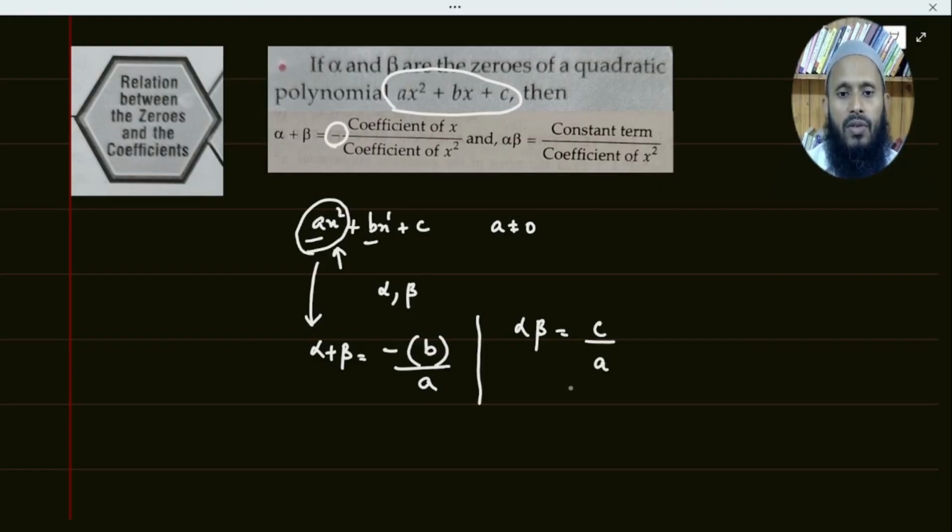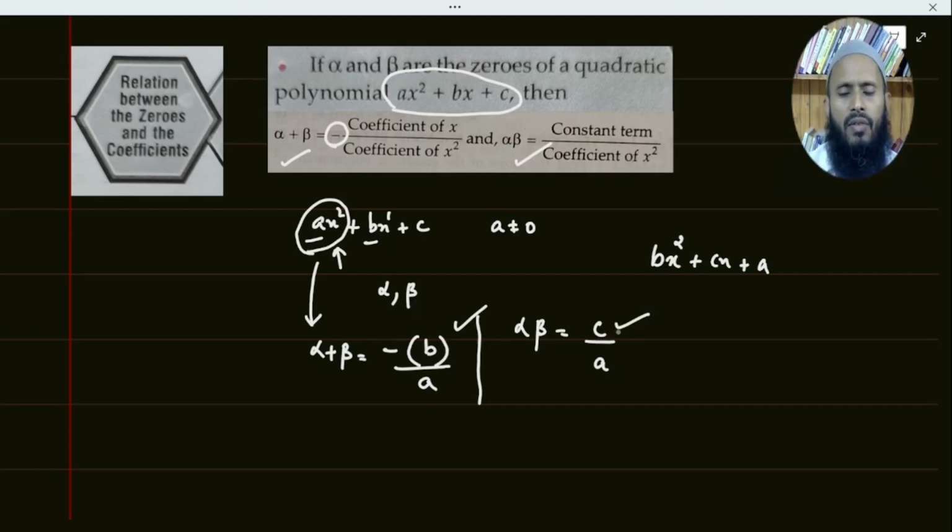But actually, it is always safe to study the formula which is given here. Alpha plus beta equal to minus of coefficient of x by coefficient of x square, as well as alpha beta equal to constant term by coefficient of x square. Why I am saying that is, sometimes they may give the quadratic polynomial in a different form. For example, they can give a quadratic polynomial of this format: bx square plus cx plus a. This is also a quadratic polynomial where the coefficients have changed now. So here if you try to use alpha plus beta equal to minus b by a and alpha beta equal to c by a, you may get a wrong answer.